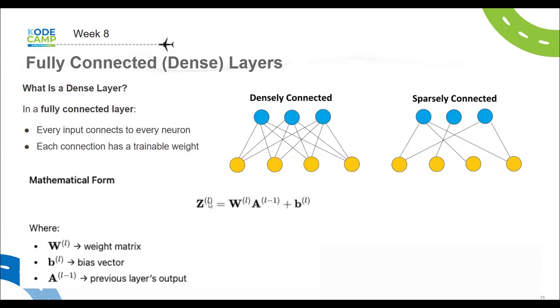So Z, which is the internal state of the current layer, would be the weight, which are the incoming weights, times the activation, which is the actual value of the neuron or the input from the previous layer, plus the bias for that layer. So that's it. W^L is the weight matrix, b^L is the bias vector, and A^(L-1) is the previous layer's output, or activation.